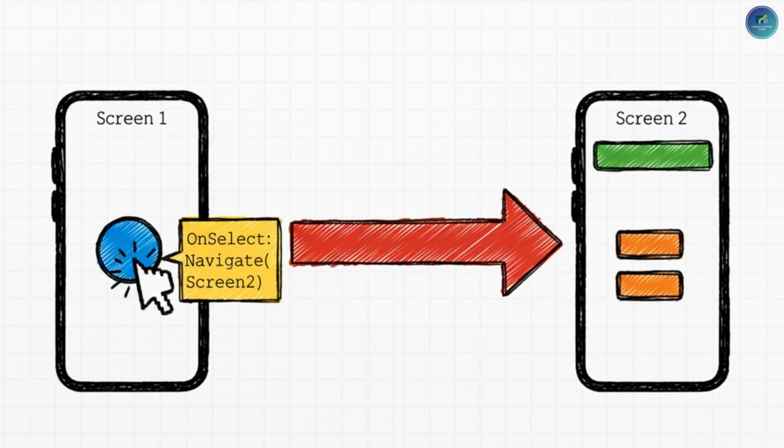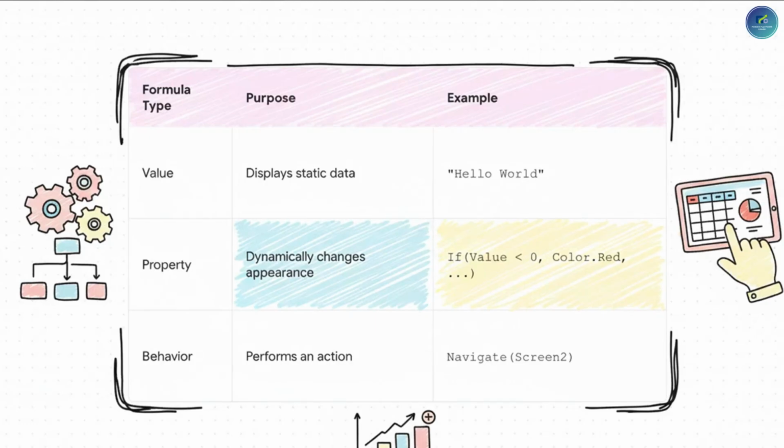And here is the simplest but maybe the most powerful example. You add a button, you find its onSelect property, and you type navigate screen 2. And just like that, when a user clicks that button, the app jumps to screen 2. You just programmed navigation with one simple line. That's amazing.